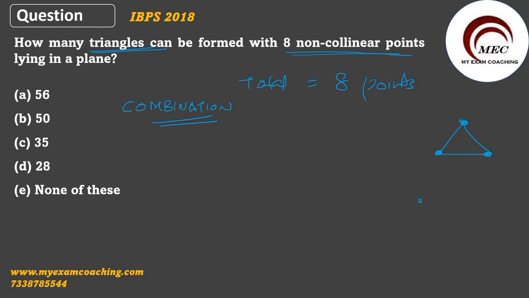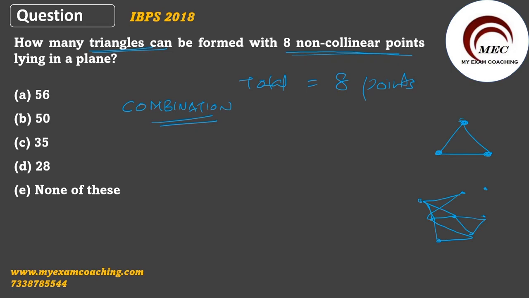There are 1, 2, 3, 4, 5, 6, 7, 8 points. How many triangles you can make? You can make one triangle like this. You can make one triangle like this. You can make any 3 point लेके आप triangle बना सकते हैं. So ऐसे करके how many triangles you can make? So you can make a lot of combinations taking 3 at a time.